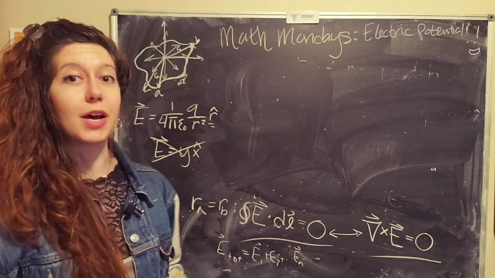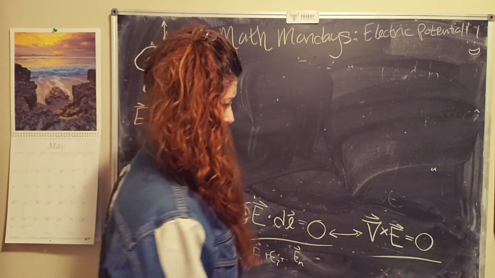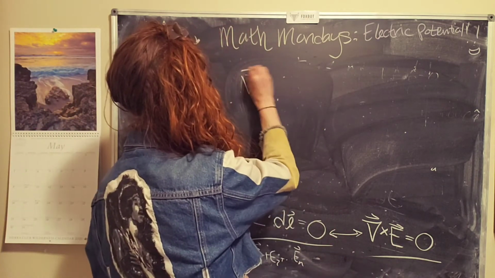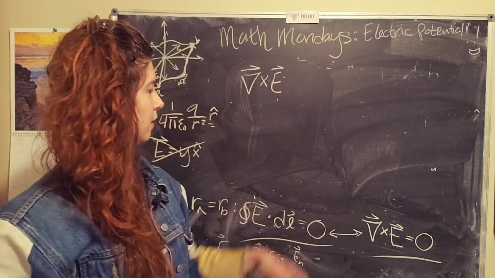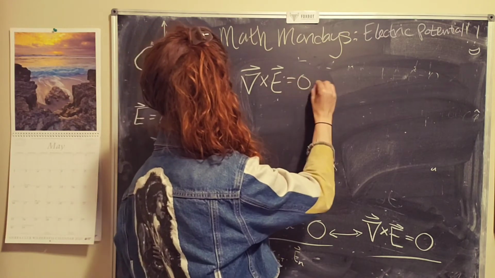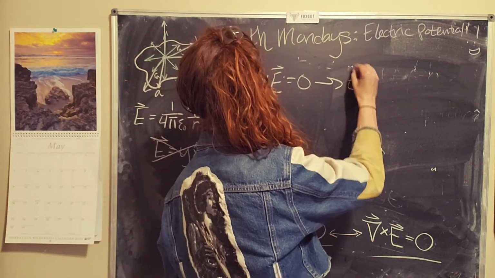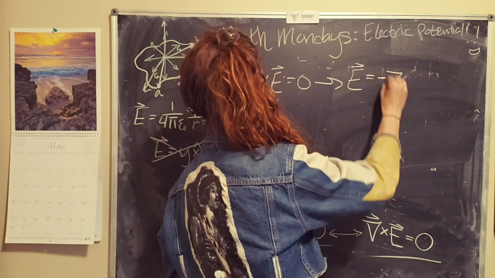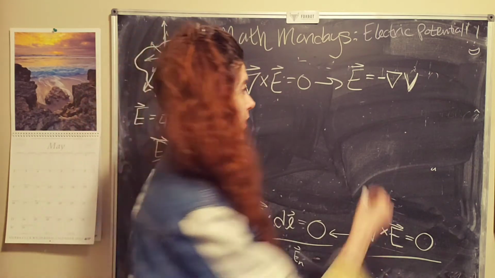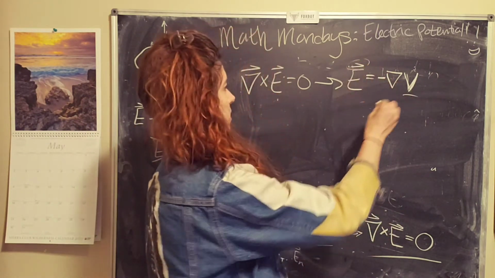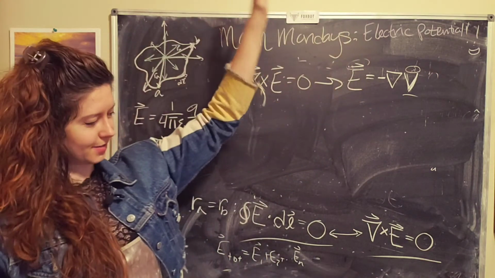And there is another theorem that tells us that when you have the curl of some vector field equals 0, then that vector field can also be written as the negative gradient of some scalar function V. There's no vector on top of V. This is a scalar. Whew, we're done, right?